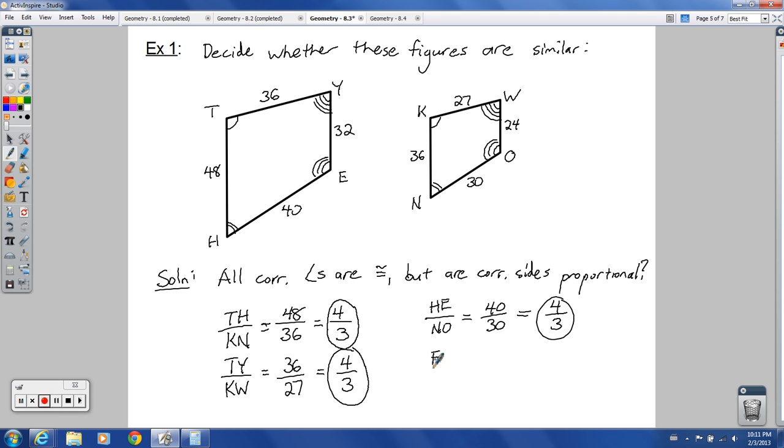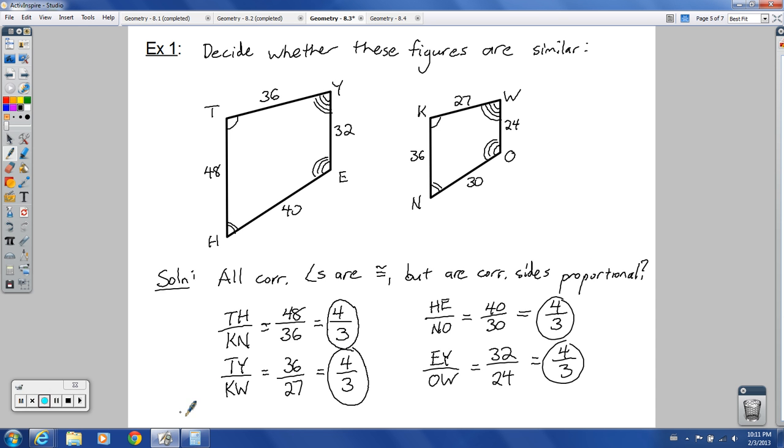Let's check now EY compared to OW. Is this going to work? Is this going to finish it up? Will it culminate in a proportional way? Are these going to be similar? Divide by 8 and you have a yes to that question. 4 over 3 is the same thing there. So corresponding sides, yes they are.